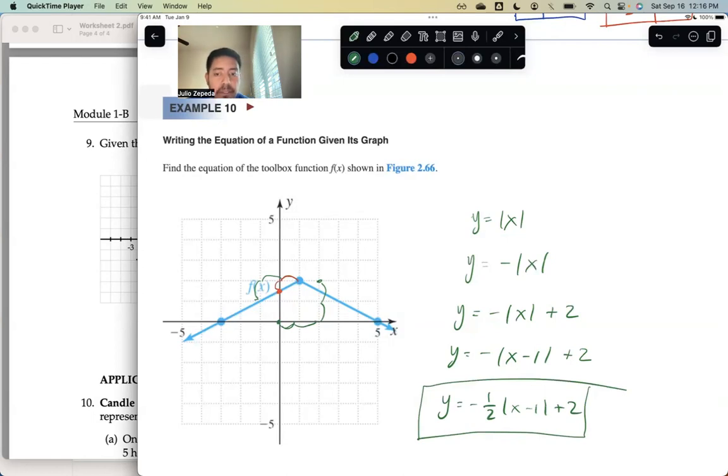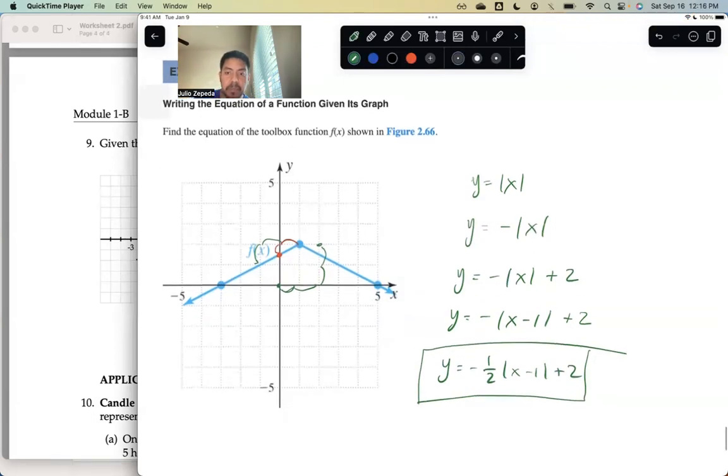Okay, it crosses at 5. And actually, there's an easy way to check. Let's plug in 5. Let's call this f of x. Notice this big green point here, f of 5 should be 0. So f of 5 is negative 1/2 times the absolute value of 5 minus 1 plus 2. This is negative 1/2 times the absolute value of 4, which is 4. Plus 2. Negative 1/2 times 4 is negative 2. Plus 2 is 0. That checks out.